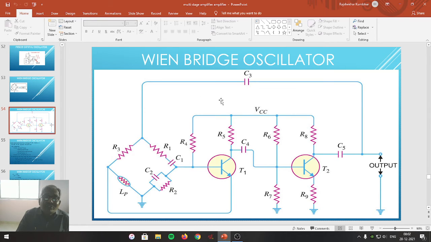The first stage introduces 180 degree phase shift. Second stage also introduces 180 degree phase shift. So the net phase shift of this particular amplifier is either 360 degree or 0 degree. Thus we can say one of the conditions of Barkhausen criteria is satisfied and positive feedback is established, which is represented here. So this is the feedback path through which output is taken and given back to the input of the bridge.